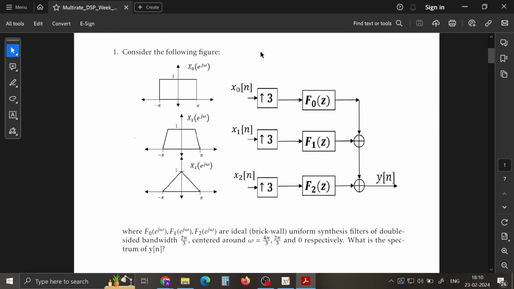These are the two broad categories of filter banks as well. This is the synthesis filter bank. The other class is the analysis filter bank, where you decompose or split one sequence into multiple sequences. That's the opposite of this.